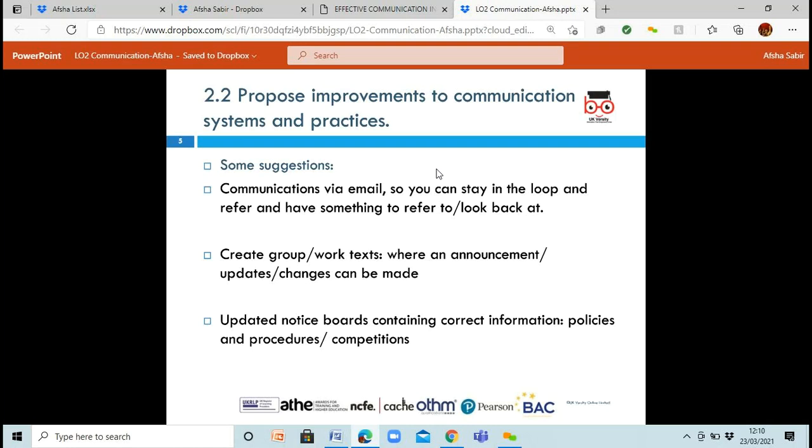You can stay in the loop with it. It's something that you can refer to. Even now when we send emails backwards and forwards, we can go and check our email, can't we, and say, oh yeah, this is the time that we've got our meeting, or this is the information that Lee gave me. I can check that anytime and not have to come to you and say, oh Lee, what were you saying the other day? So it's something for you to look back at.